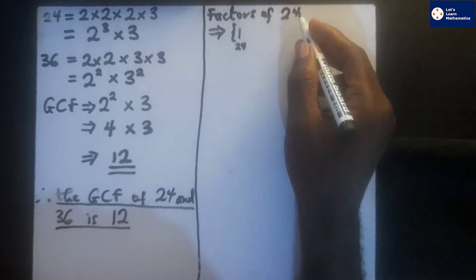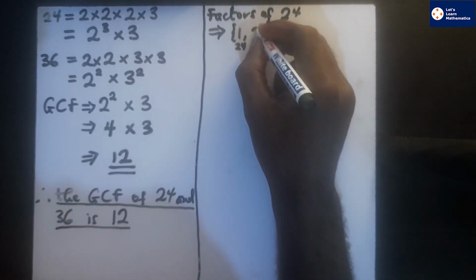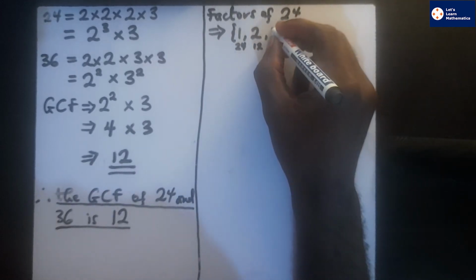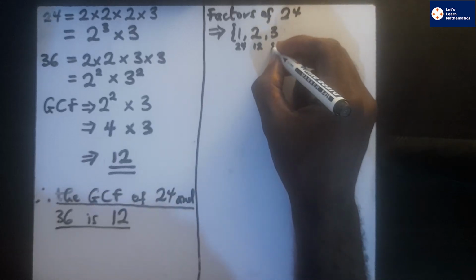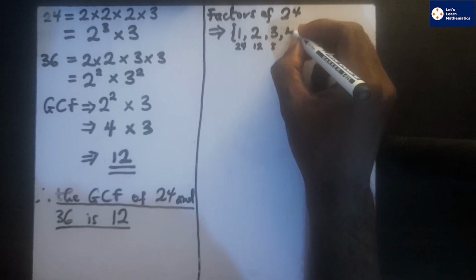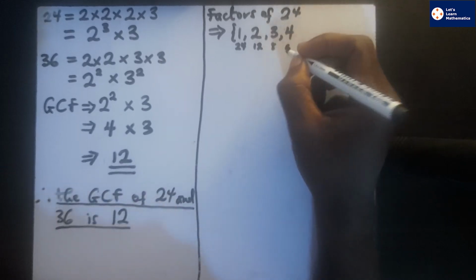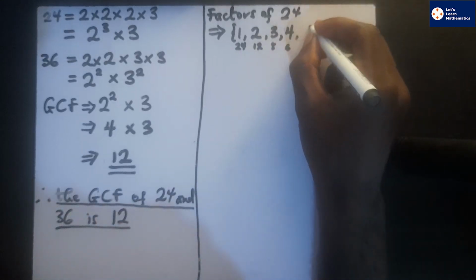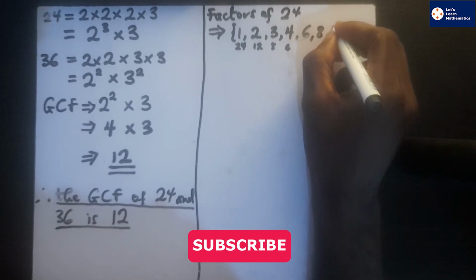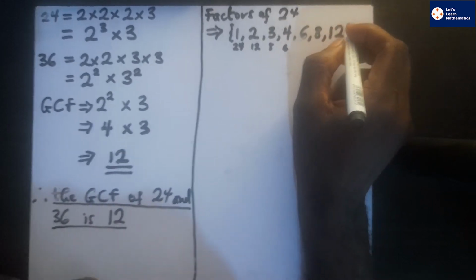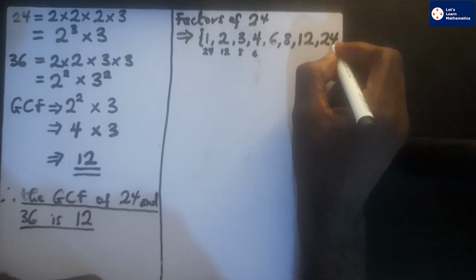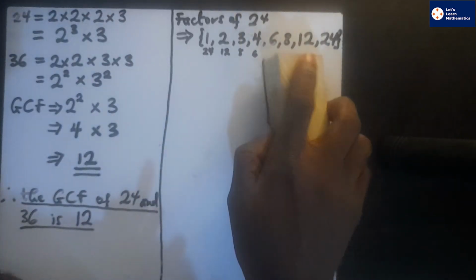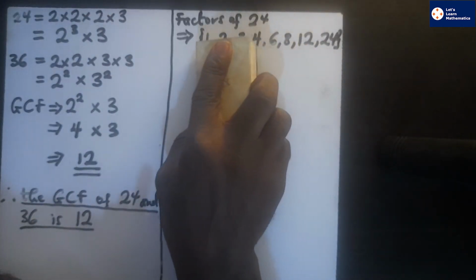So 1 times 24 will give you 24. The next factor is 2. What number times 2 will give you 24? That is 12. The next number is 3. 3 times 8 is 24. Then 4 times 6 will give you 24. So the rest of the factors are what I have at the bottom here: 6, 8, 12, and then 24. So these are the factors of 24.